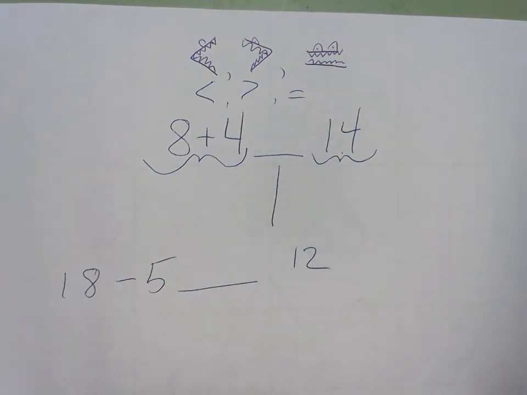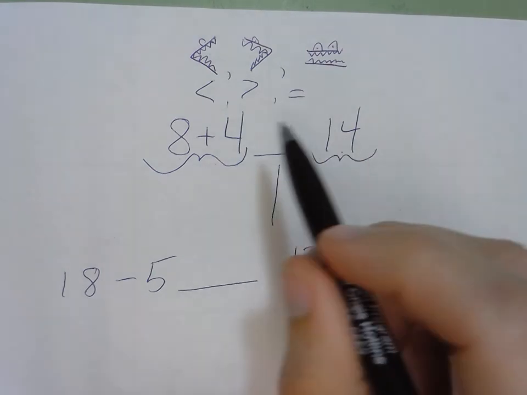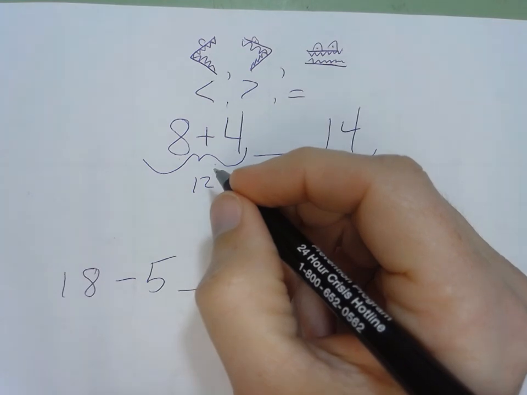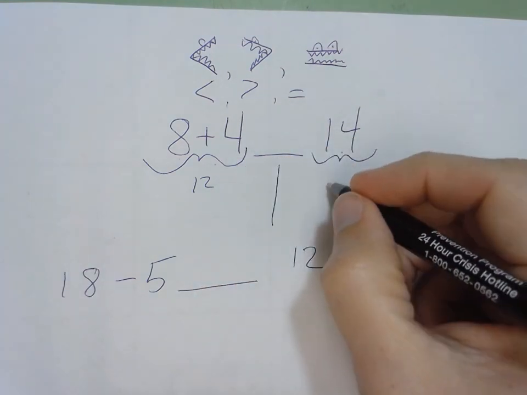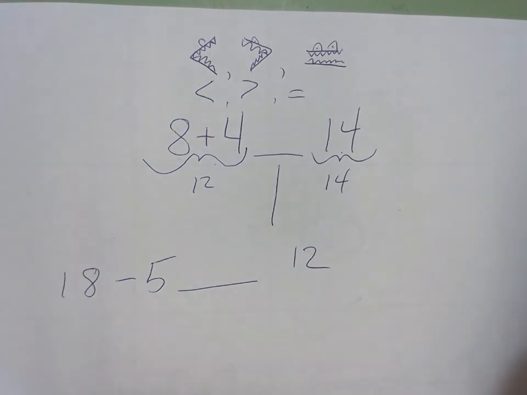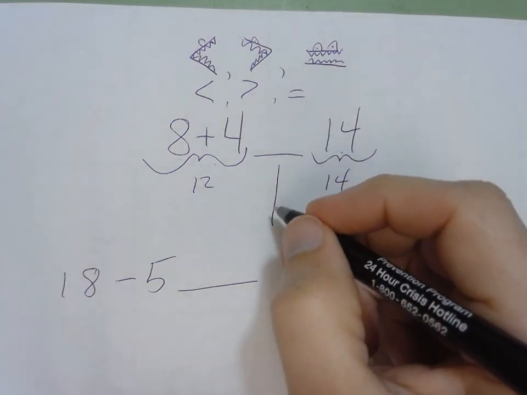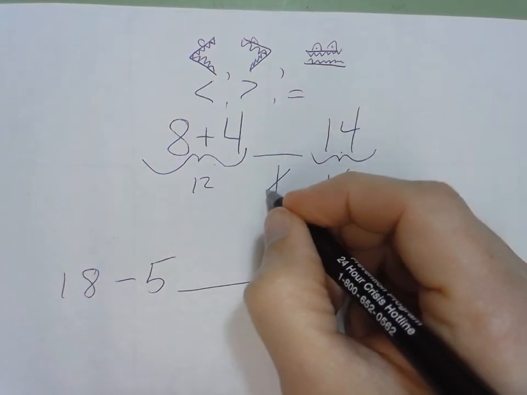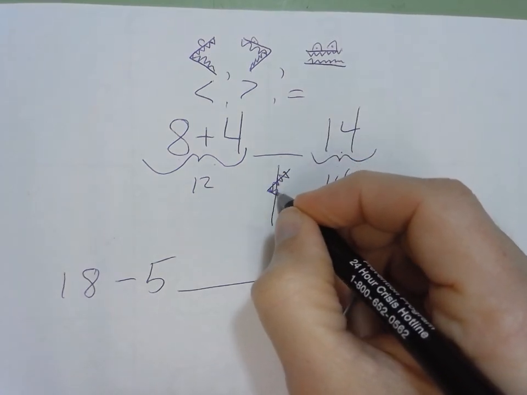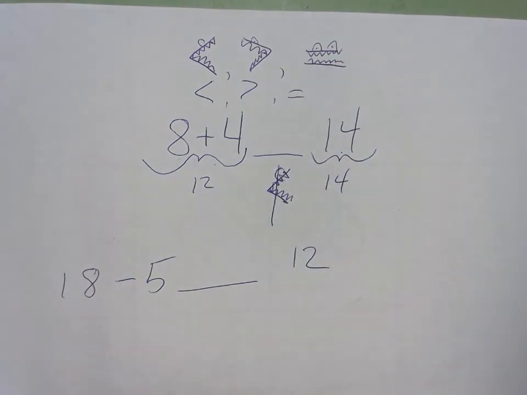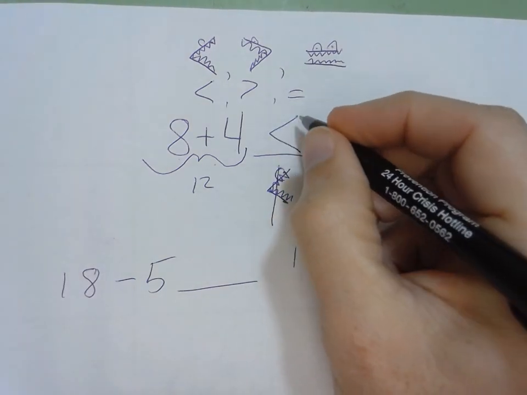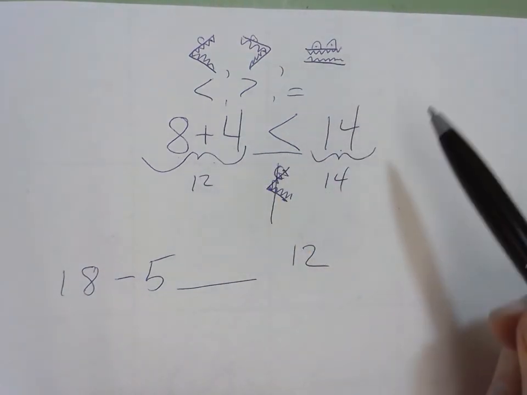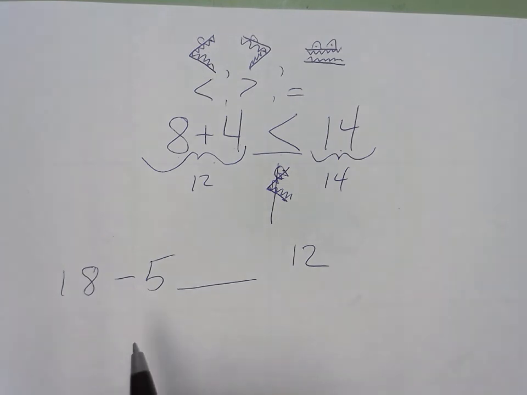And then I figure out the sides that I know. Now I know both of these sides. 8 plus 4 equals 12. And on this side, we just have 14. So that side's going to equal 14. Now my alligator that's going to come down here is going to be the alligator that will eat the 14. So I can put that symbol in there, and that alligator can go back up into our original problem. So 8 plus 4 is less than 14. And on to our next one.